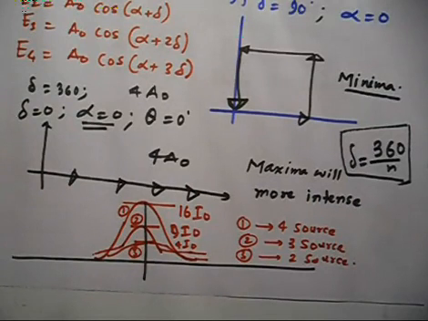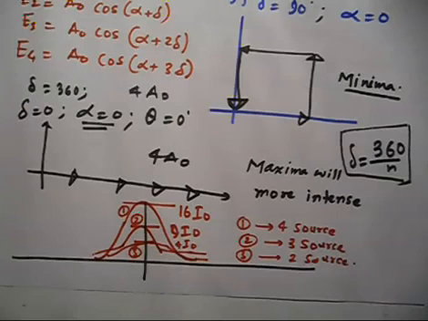Now the third important point is principal maximum will always occur when d sin theta is equal to n lambda. It does not matter whether you have 2 sources, 3 sources or 4 sources. In case of minima, how do we find the minima? Minima will always occur when delta is equal to 360 by n. With 2 sources, you will have a minima at delta 180 degrees. If you have 3 sources, delta is 120 degrees.